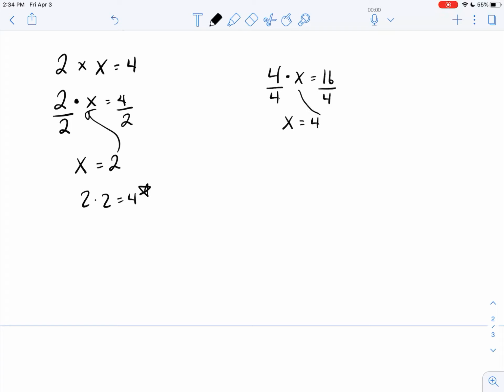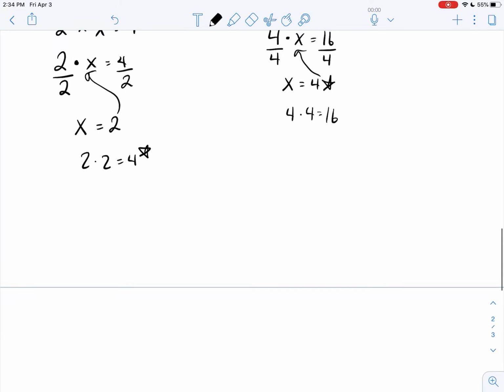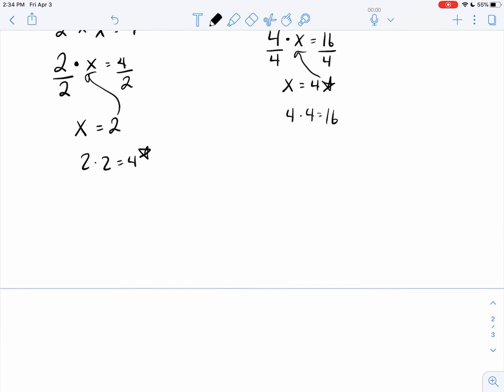And then go ahead and plug 4 back into the equation. 4 times 4 is 16. So this is correct. Alright, I'm going to go ahead and give you one to try on your own.